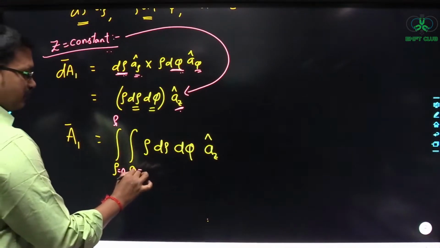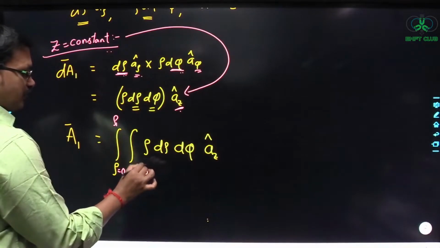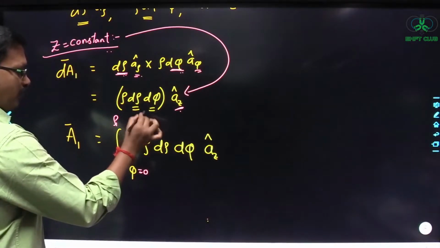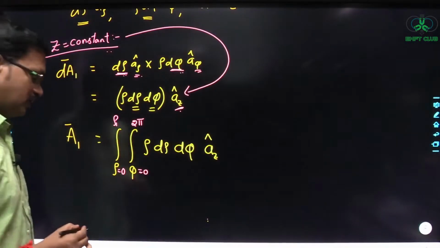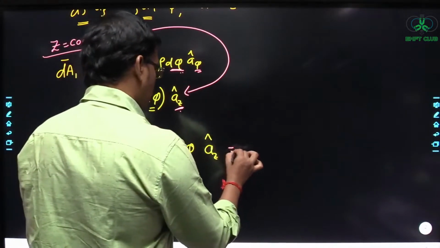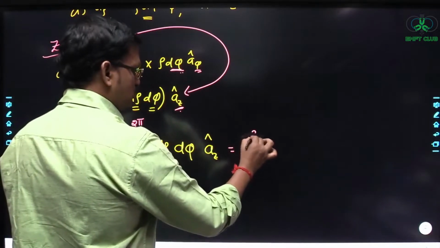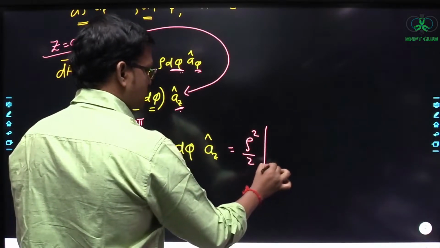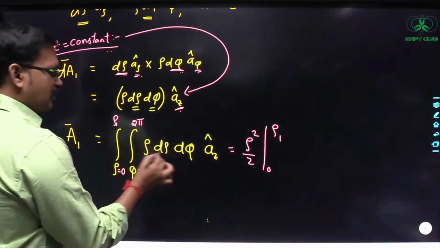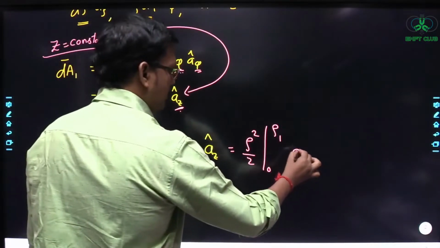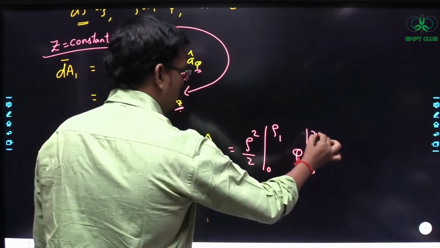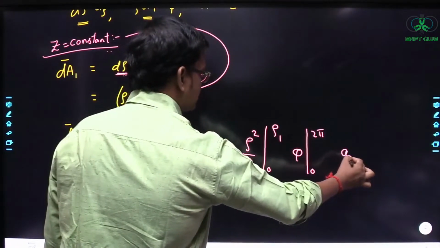And phi is varying from 0 to what? Phi is varying from 0 to 2 pi. So if you do this, what are you going to get? Do the integration. Integration of rho d rho is nothing but what? Rho square by 2. Its range is from 0 to rho 1. Integral d phi is nothing but phi. Its range is from 0 to 2 pi, and it is pointing in az cap direction.